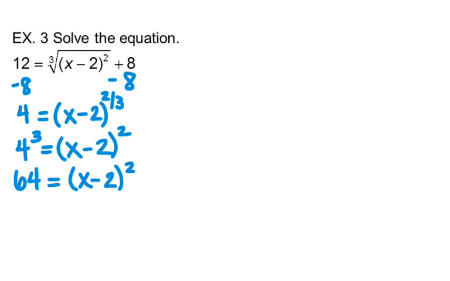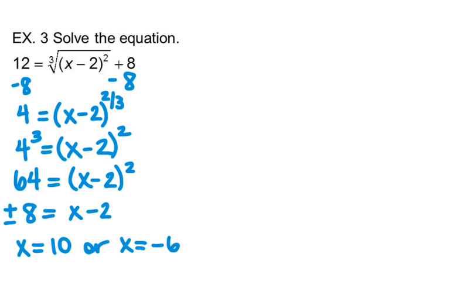So now to undo the square power, I'm going to take the square root of both sides. And remember, when you take the square root of a number, it's going to be the positive and negative square root. So the positive and negative square root of 64 is plus or minus 8, equals x minus 2. So then I'm going to add 2 to both sides. I'm going to have to do it 2 times for the positive and the negative 8. So I'm going to get that x equals 10 or x equals negative 6.